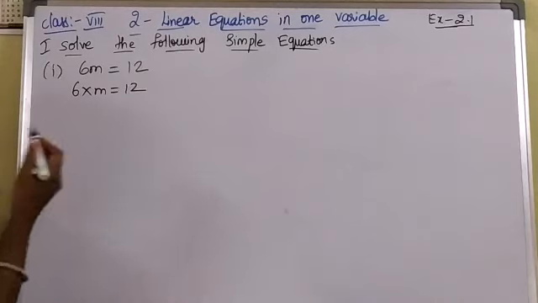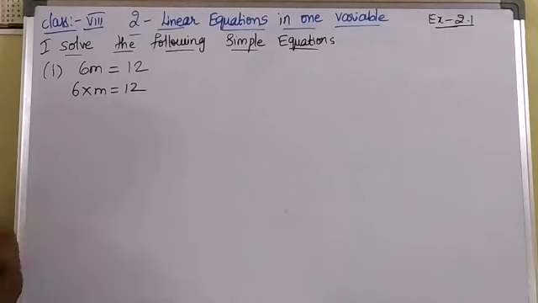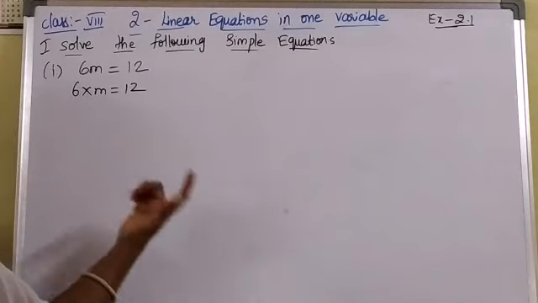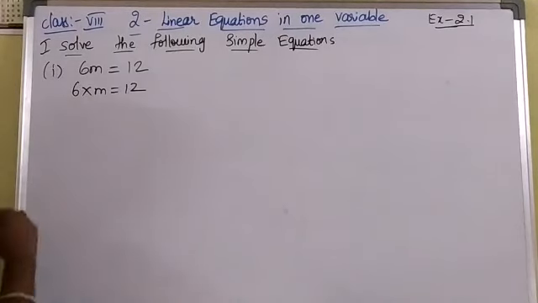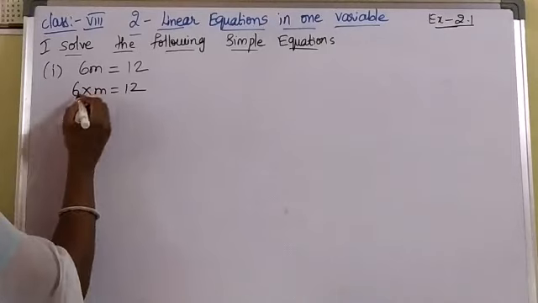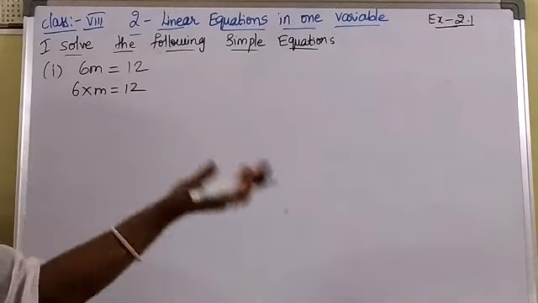Now we have to use the transposing method. When plus transposes to the other side it will become minus. When minus transposes to the other side it will become plus. When into transposes to the other side it will become division. When division transposes to the other side it will become into. Now here I have to keep m on the left side. The remaining numbers I have to take to the other side.